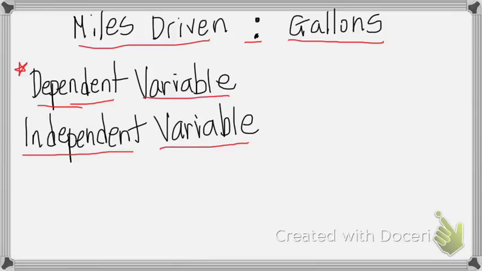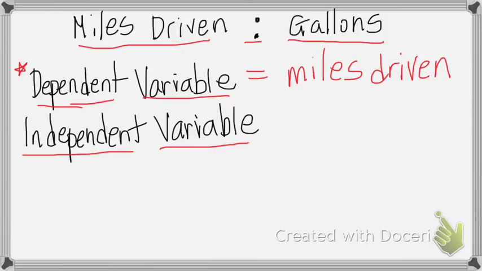But anyway, the number of miles driven depends on the number of gallons of gas. So we're going to have the miles driven. This is the dependent variable, because based on the number of gallons in that tank, that's how many miles you can drive. So the dependent variable is going to be our miles driven. Now the independent variable is the other one.